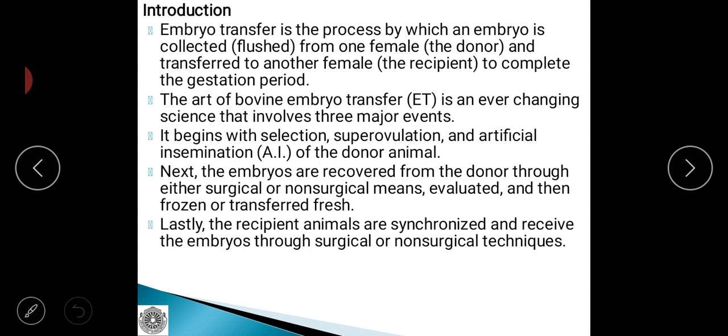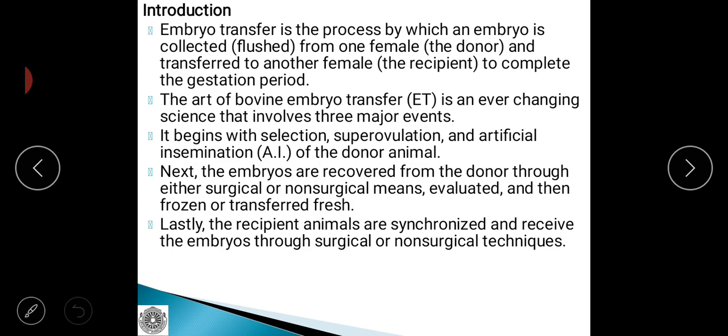Introduction. Embryo transfer is the process by which an embryo is collected or flushed from one female, that is the donor, and transferred to another female, that is the recipient, to complete the gestation period.